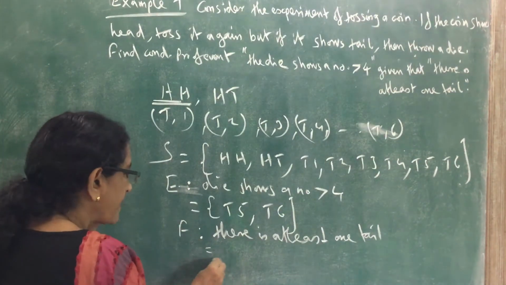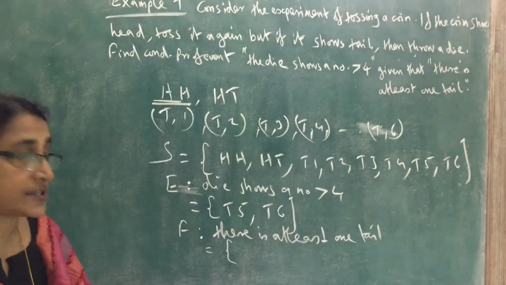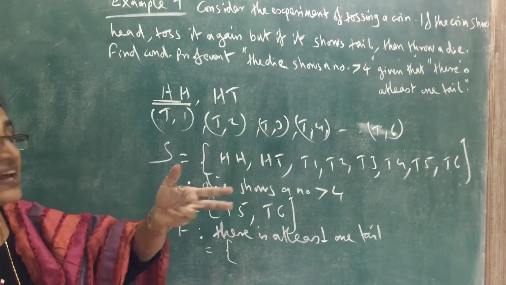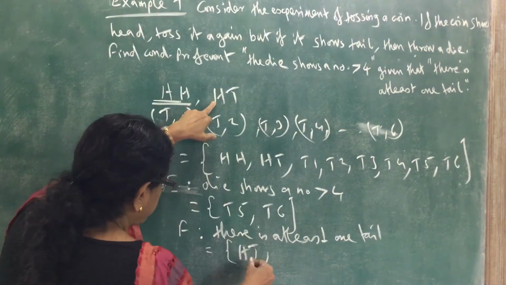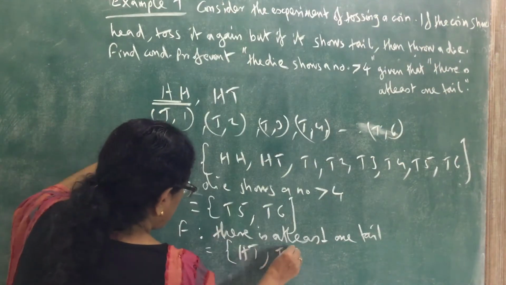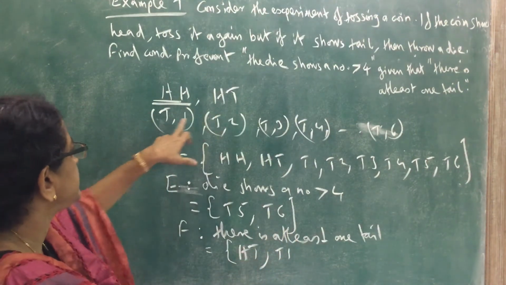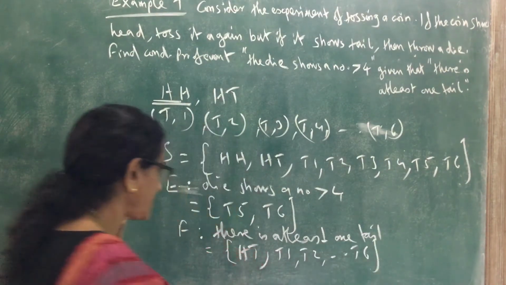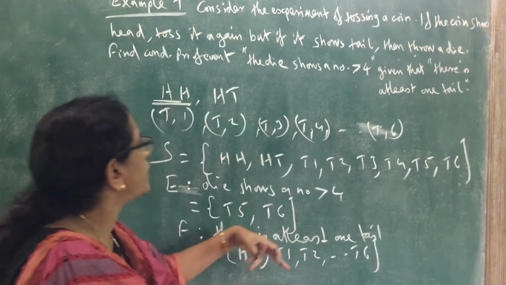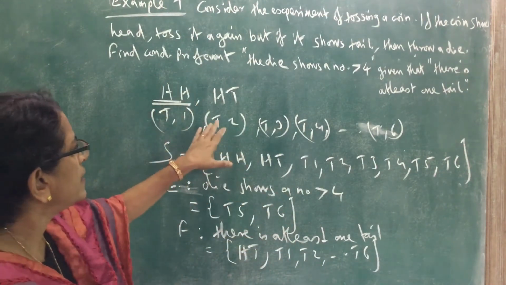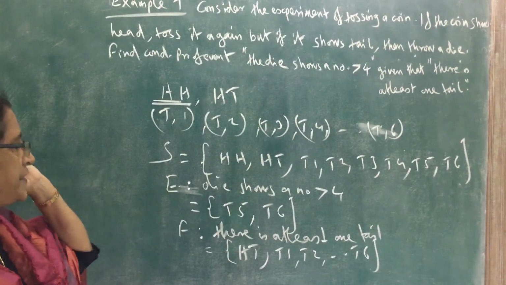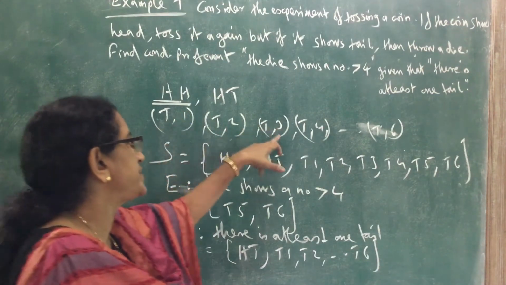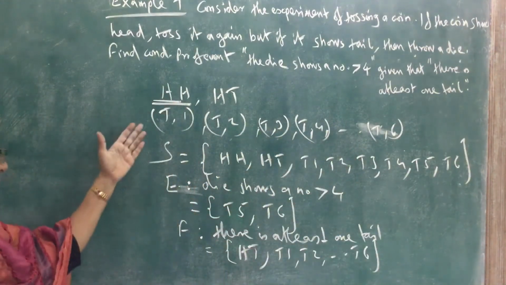So write the event as a set. At least one tail. Minimum one tail. That means one tail and two tails you can write. HT, there is one tail. Then T1, T2, etc., T6. In all cases one tail. So only these are the cases: HT and T1. So there is at least one tail: HT, T1, T2, T3, T4, etc., T6. So we wrote both E and F.